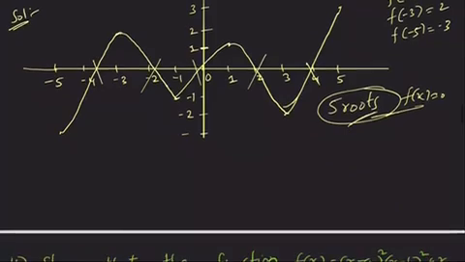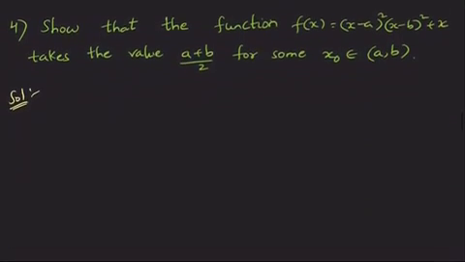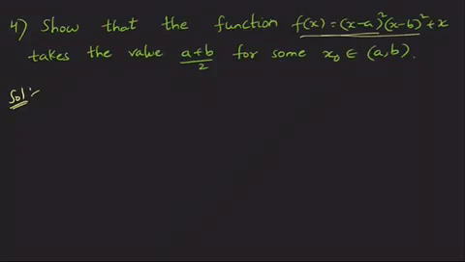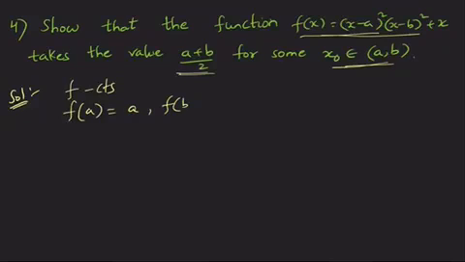So let's move on to the next one. This is also a very interesting question. It is given the function f(x) is (x minus a) whole square into (x minus b) whole square plus x. We need to prove that this takes the value (a plus b) by 2 for some x naught belonging to the open interval (a, b). You might have identified that the function is continuous. Let us compute the value of f at a. It is a, and the value of f at b is b.